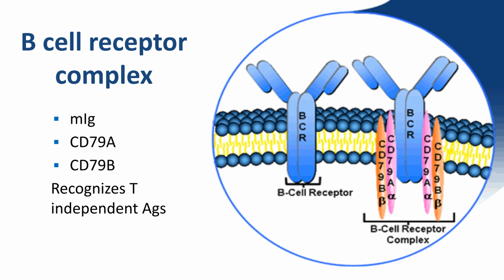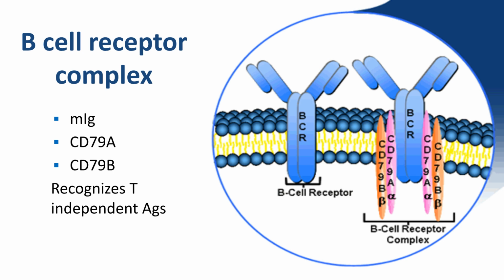B cells recognize antigens through the B cell receptor complex, structurally and functionally distinct from T cell receptors. Understanding BCR structure explains how B cells initiate antibody responses. The core of the BCR is membrane immunoglobulin, or MIG, which is essentially an antibody molecule anchored in the cell membrane. Each B cell expresses a unique MIG through genetic recombination, providing antigen specificity.